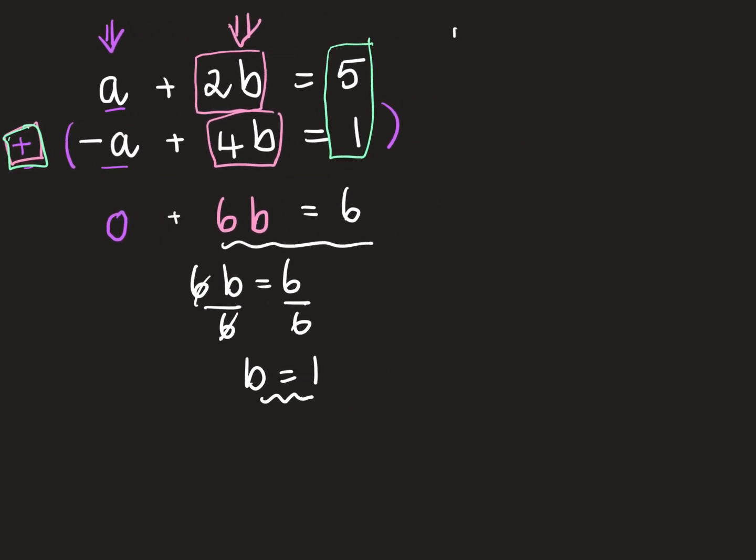I haven't finished solving my simultaneous equations yet. I found what B is. I need to find what A is. So I'm going to use my first equation here: A plus 2B is equal to 5.